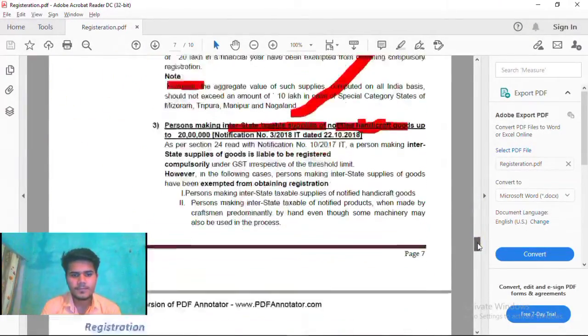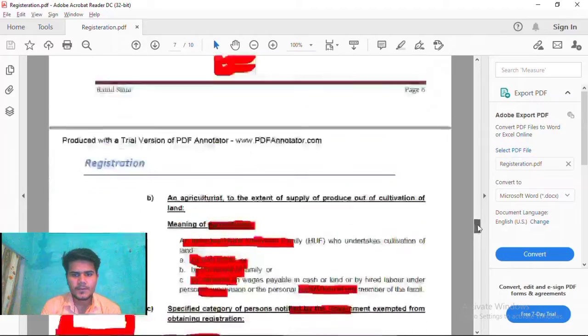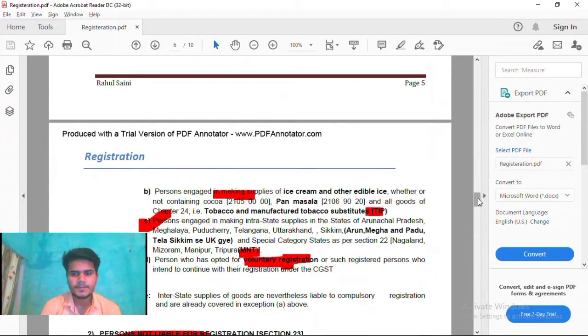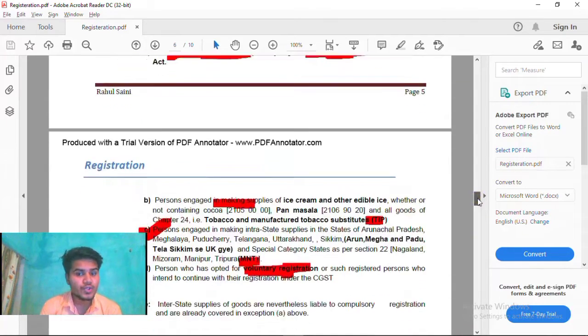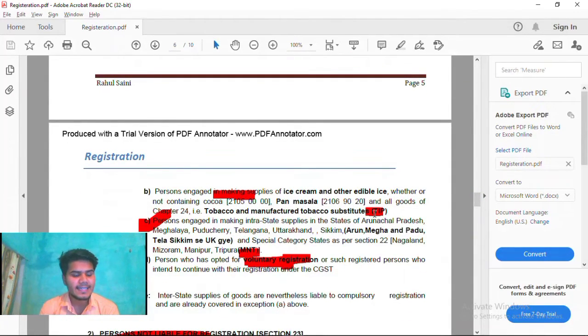So first, we make supply of goods, but goods do not include tip. Tip means tambaku, ice cream, pan masala. If we make tip supply, then the threshold limit applicable is 20 lakh rupees, not 40 lakh rupees. Okay. And we are not making supply from the 10 states.